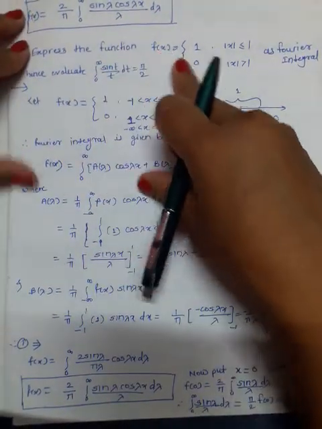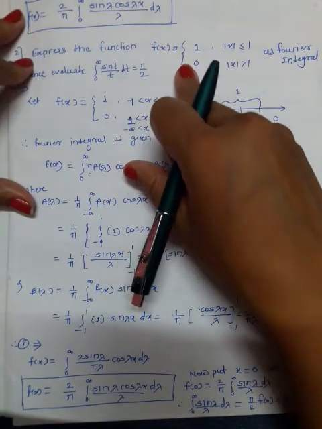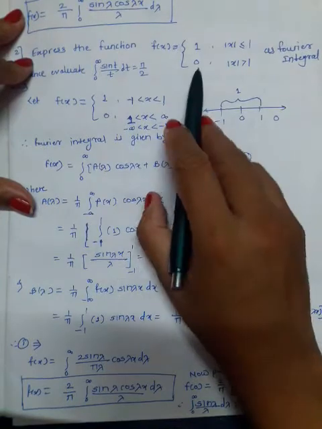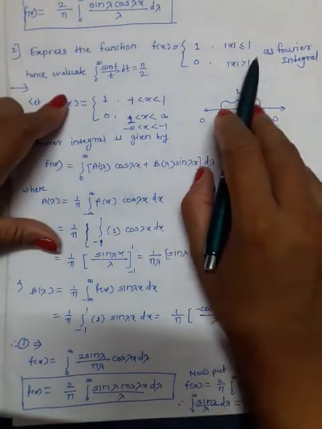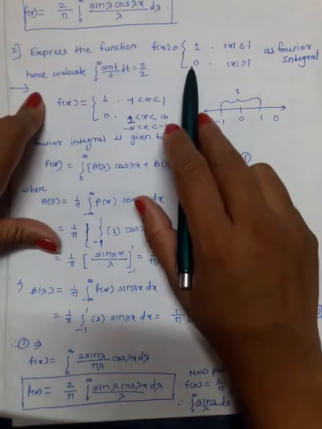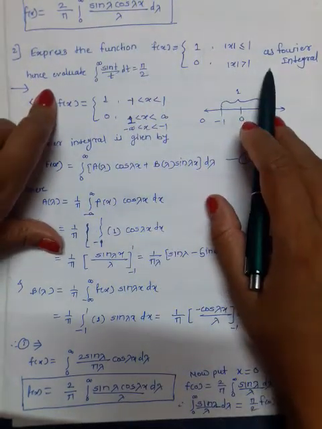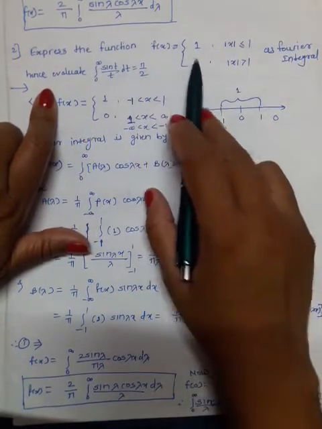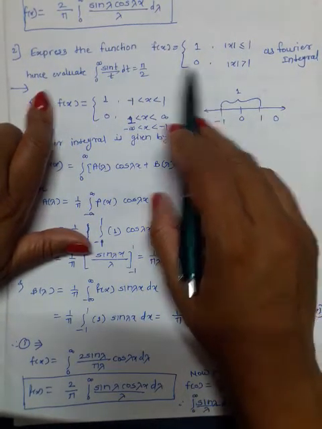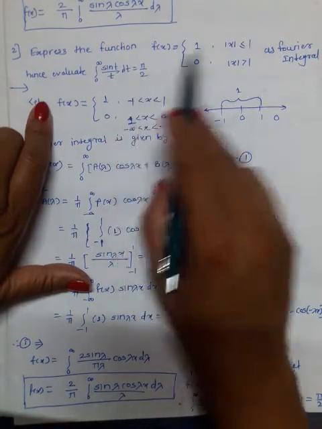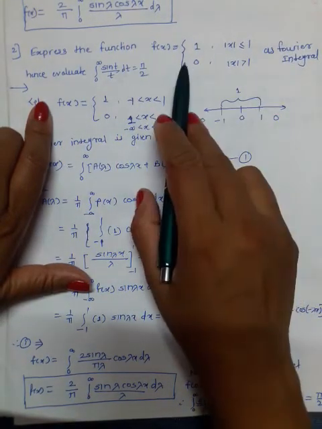Express the function. The function given is f(x) equals, in interval form, 1 for mod x less than or equal to 1, and 0 for mod x greater than 1, as a Fourier integral. We have to find the Fourier integral of this function. This question means that we have to find the Fourier integral formula for the function given by this, and hence evaluate. We have to find this answer using the Fourier integral of this function.